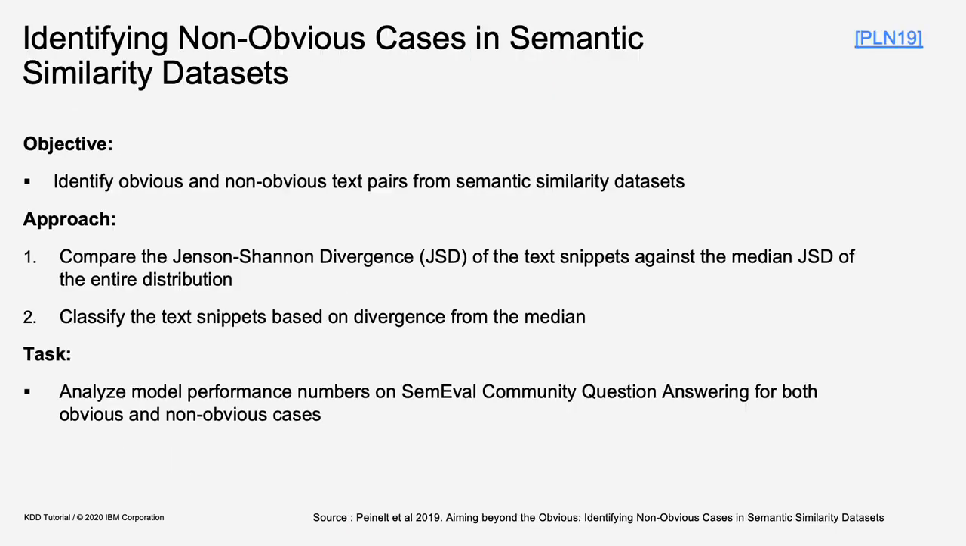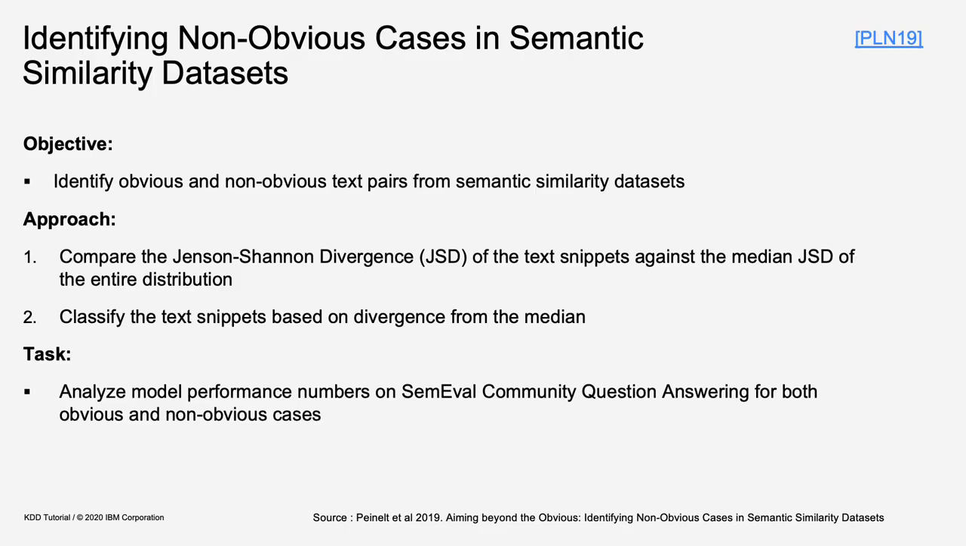The first paper is titled Aiming Beyond the Obvious: Identifying Non-Obvious Cases in Semantic Similarity Datasets by Peneld et al. In this paper, the objective is to identify the obvious and the non-obvious text pairs for semantic similarity datasets, which are part of SemEval, a series of international natural language processing research workshops whose mission is to advance the current state of the art in semantic analysis. The approach the authors take is to compare the Jensen-Shannon divergence (JSD) of the text snippets against the median JSD of the entire distribution, and categorize the text pairs having low versus high divergence.